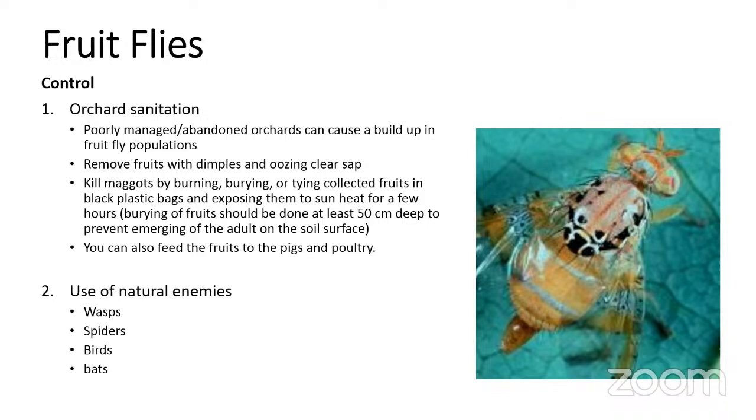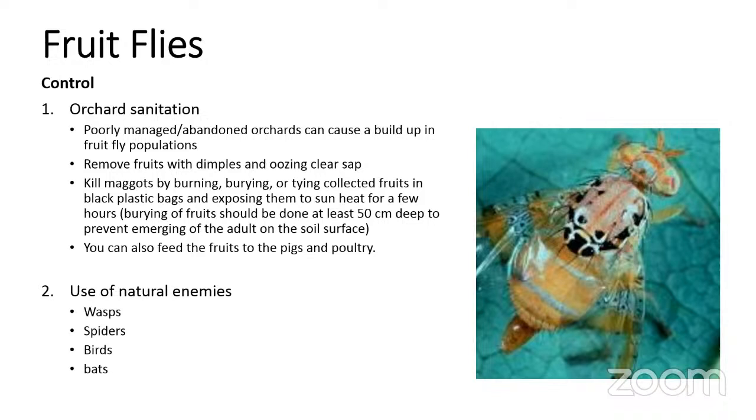Then when you are burying, take care that you bury them at least 50 centimeters deep to prevent the pupas from emerging on the surface of the soil when they turn into adults. Remember, the effective depth where fruit flies pupate is between 3 to 5 centimeters. So if you bury the fruits very shallow, they will still pupate and emerge as adults.